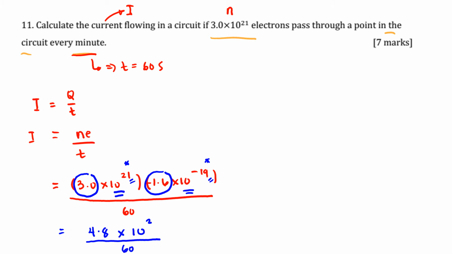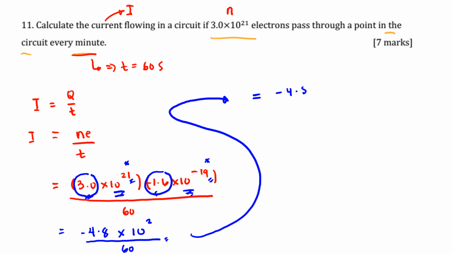Again, let us repeat that. The way to do this, that's 3.0 times 1.6. That gives us negative 4.8. Then 10 to the power of 21 multiplied by 10 to the power of negative 19. That's going to give us 10 to the power of positive 2, divided by 60. So we could rewrite this further. Negative 4.8 times 10 to the power of 2 divided by 60.